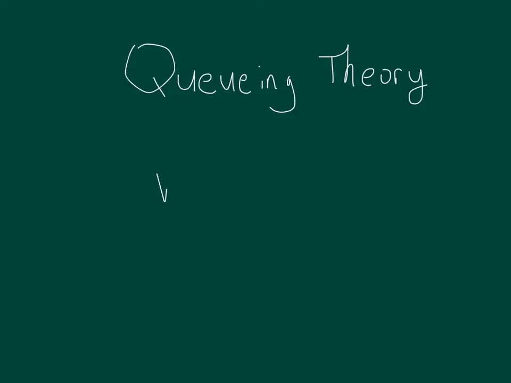Then we're going to look at queuing theory. This is just simply waiting lines. You encounter them everywhere you go. So we're going to look at a couple of specialized models for queuing theory to help us understand why we have to wait in lines.